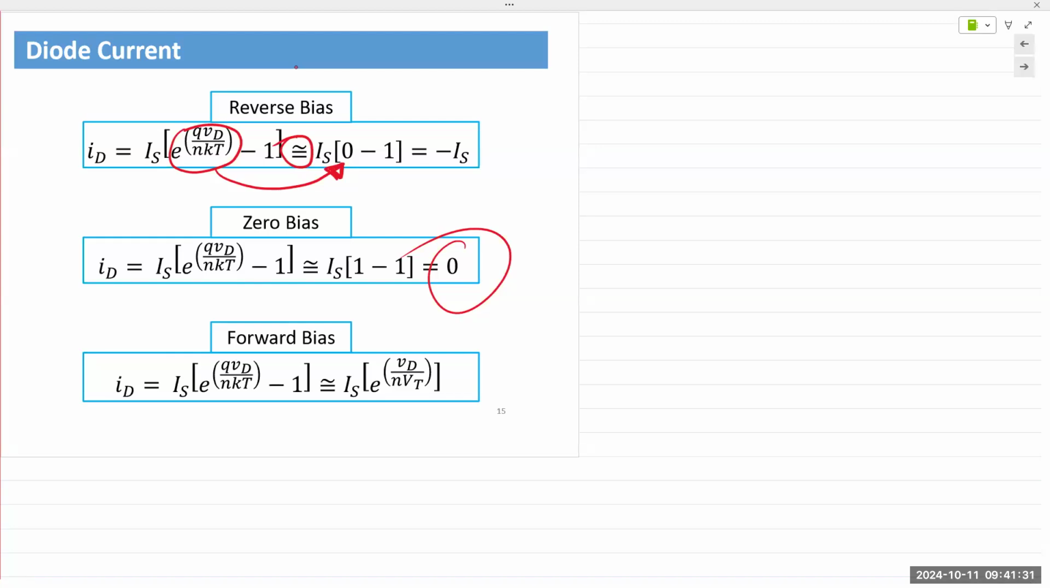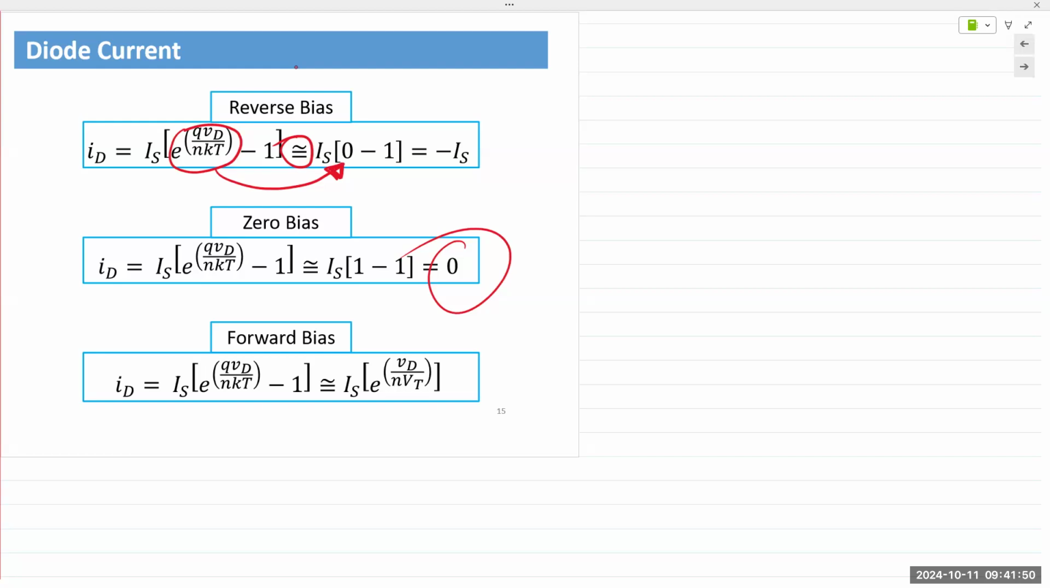Does that make sense to everyone? The question being asked was, why does it go to 0? E raised to some negative number, and if that number is large, meaning if the reverse bias voltage is large enough, it'd be as close to 0 as possible. So ID approximately would be equal to minus IS.